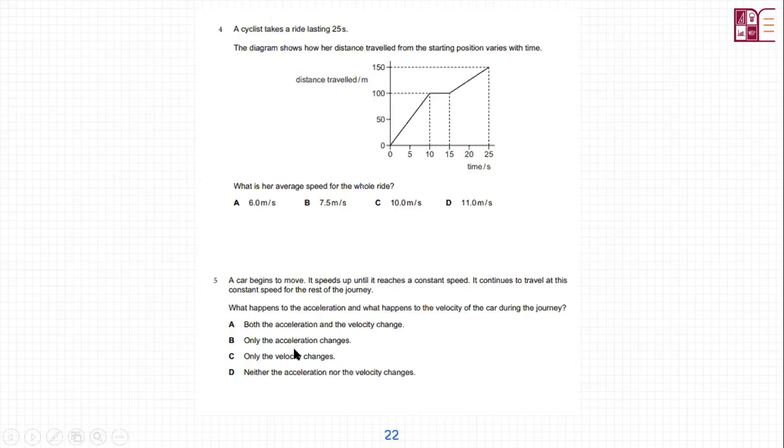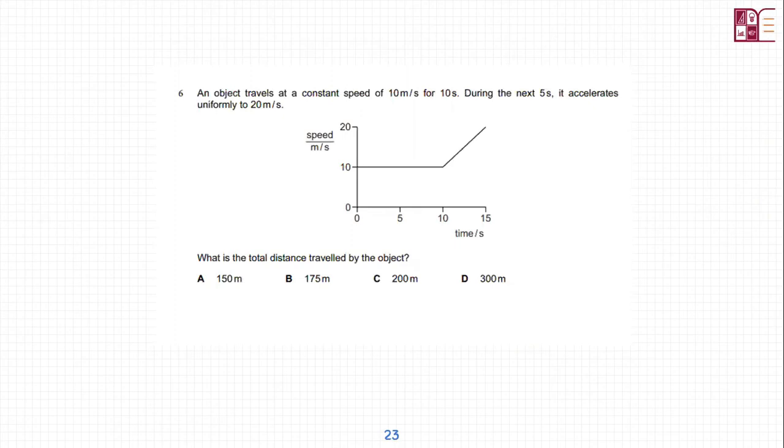Only the acceleration changes. It's not true because, as we know, it was speeding up and then it reached a constant speed. So velocity was also changing. The acceleration was also changing at the time when it was speeding up, and when it reached a constant speed, it decelerated to zero. So the acceleration was also changing, and option D is obviously incorrect. So the correct answer to this is A, both the acceleration and the velocity change. Moving on to the next.